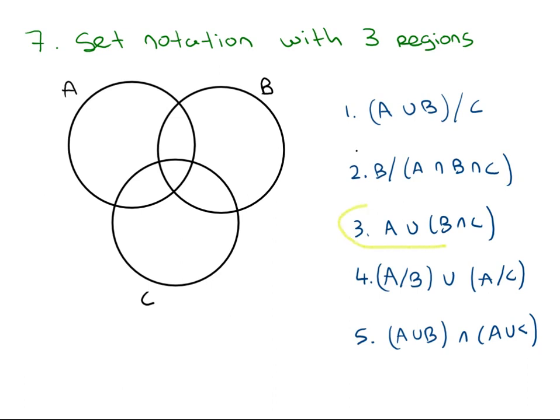Number 3 is A union, so everything in A that's also in B intersection C. So B intersection C is here. Sorry, it's not. B intersection C is here. So it's B intersection C union A, including all of A. So we include all of A as well. So B intersection C, including all of A.